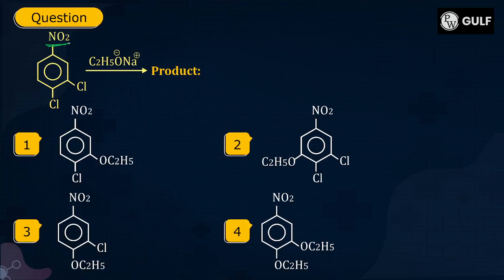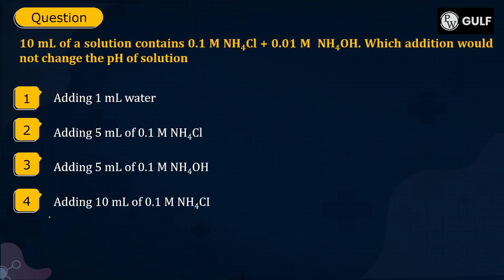Now here NO2 is there beta, and Cl. NO2 is more, how do I say, prioritized than Cl. So NO2 is meta-directing, so Cl is going to be stable. So this Cl is going to react, that way option 3 is going to be the answer.